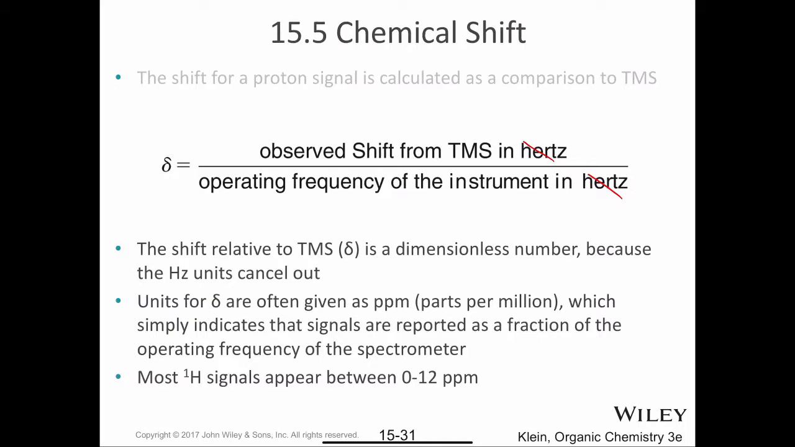Most of the signals that you see in a proton NMR spectrum appear between 0 and 12 parts per million. In rare cases, it is possible to observe a signal occurring at a chemical shift below 0 parts per million, which results from a proton that absorbs a lower frequency than TMS. But this is very rare.